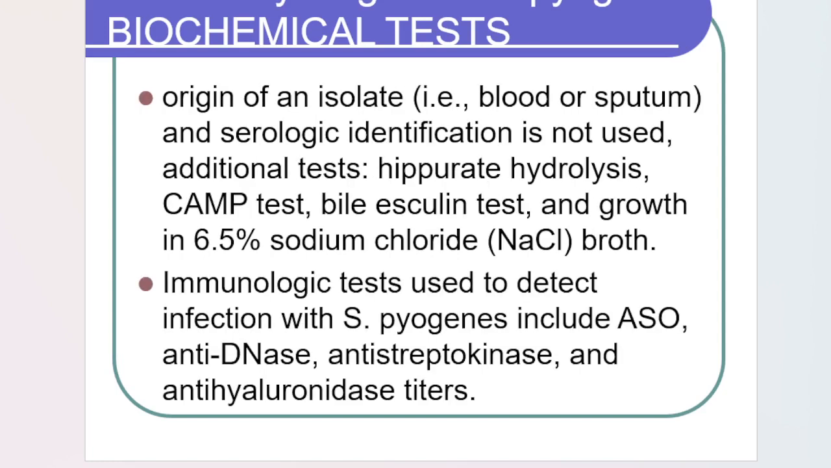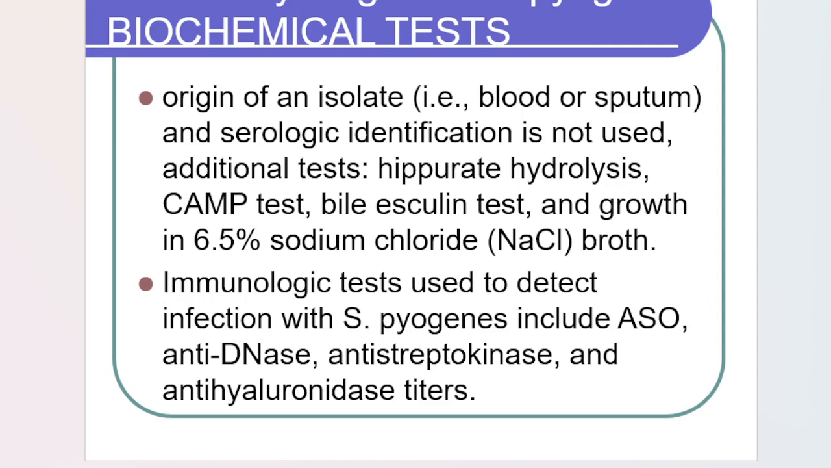But if the origin of the isolate is blood or sputum, and you did not use a serologic test, you need additional testing to identify it. Okay, if you see beta hemolysis from blood or sputum and you did not use Lancefield typing, you need additional tests: hippurate hydrolysis, CAMP test, bile esculin, and growth in 6.5% sodium chloride. Positive for CAMP and 6.5% sodium chloride is group B.